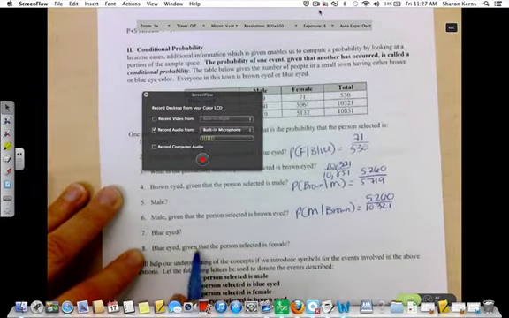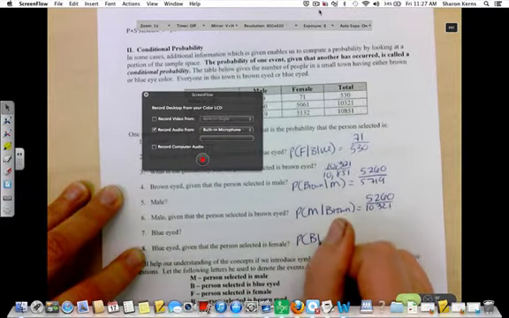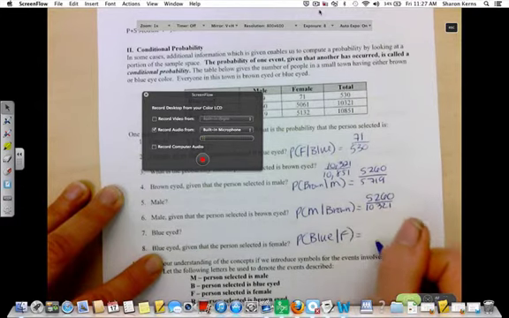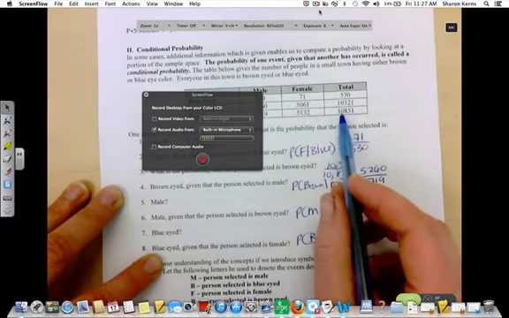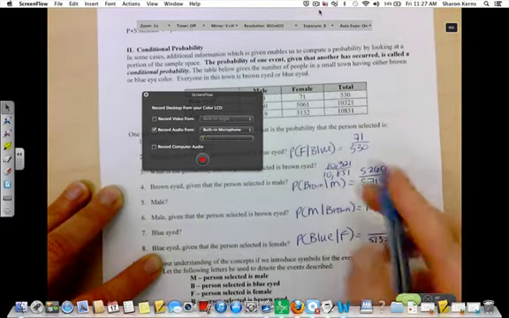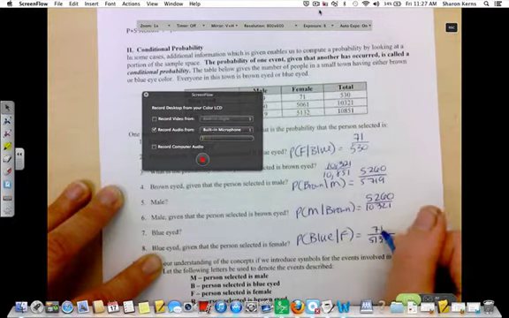8 is. It says given that. What's the probability that they're blue-eyed given that the person selected is female? So in this town there are 5,132 females, and out of those females, the ones with blue eyes is 71.